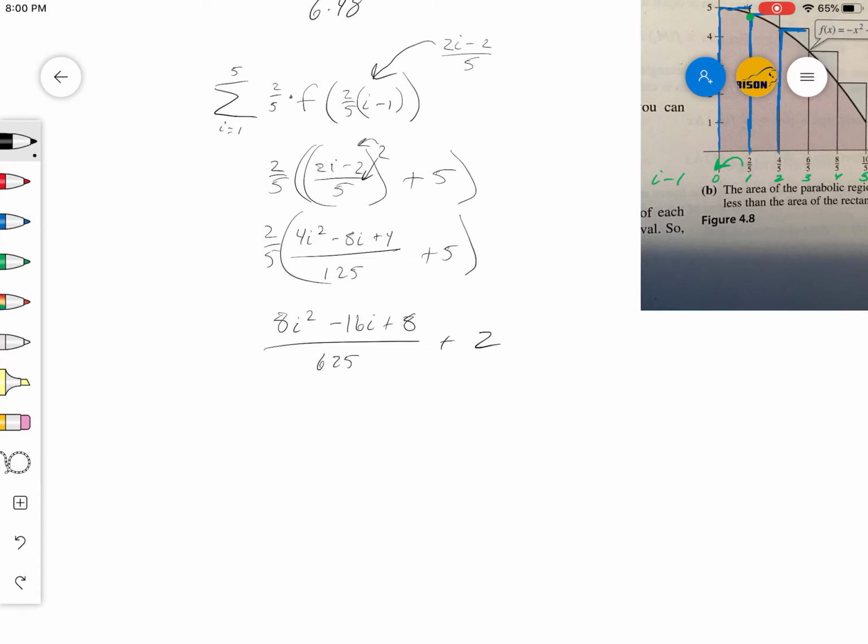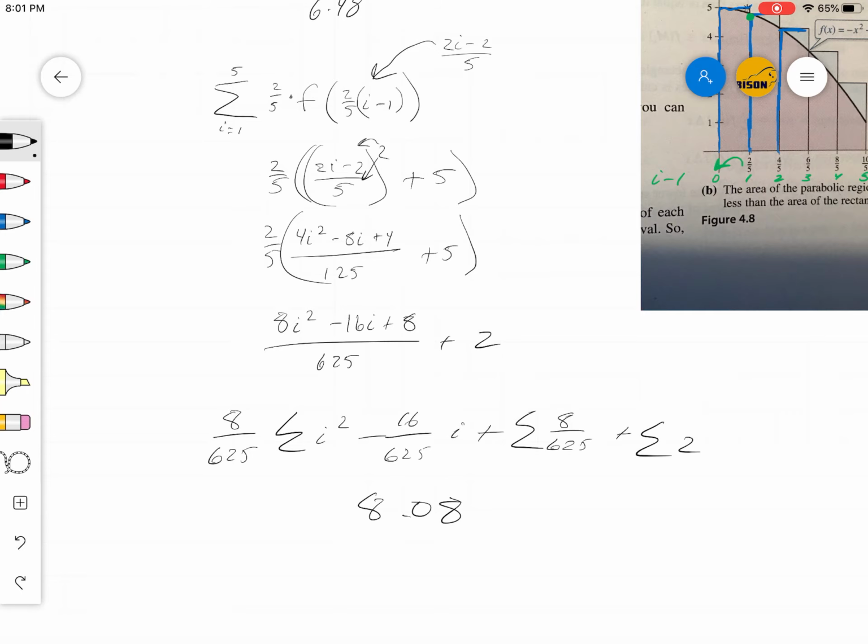All right, so if you want to start breaking stuff up, here's what I'm going to do. Remember we're doing the summation of all this, so I'm just going to do 8 over 625. I know that reduces, but I've got the summation of i squared, then minus 16 over 625 times the summation of i, and then plus the summation of 8 over 625, and we can multiply that. Also, then I've got plus the summation of 2. Okay, so I'm going to go through all of that. I'm not going to bore you with it. It outputs you 8.08.